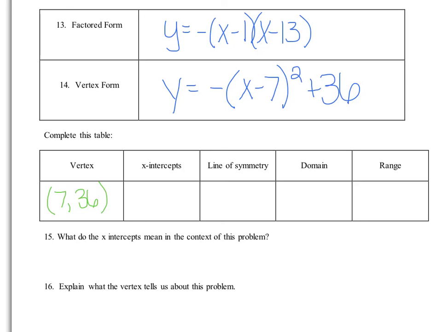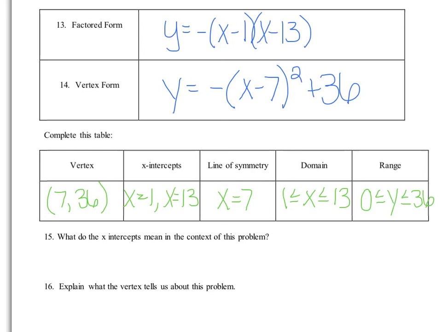Looking at factored form, our x-intercepts are going to be x equals 1 and x equals 13. Our line of symmetry is going to be x equals 7, because that's the x value of the vertex. And then our domain, remember it goes between the x-intercepts, so it's all values of x in between 1 and 13. And our range is all values of y in between 0 and the y value of the vertex, which is 36.